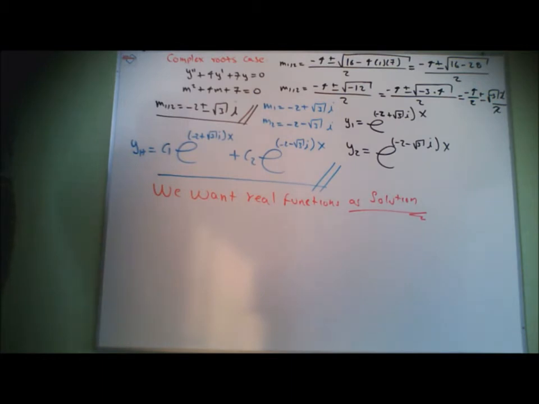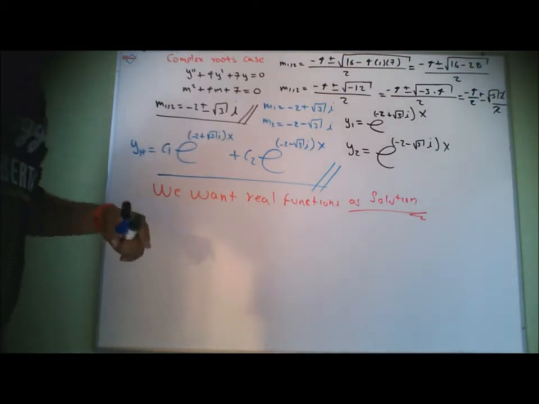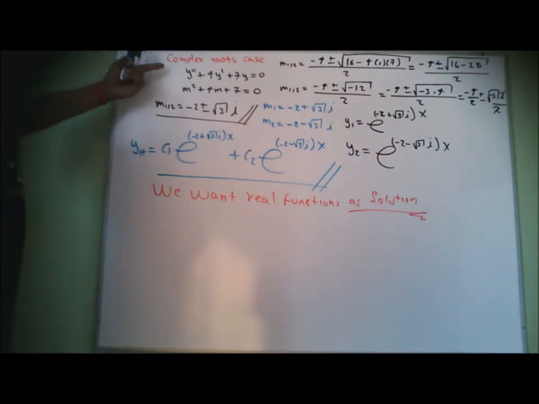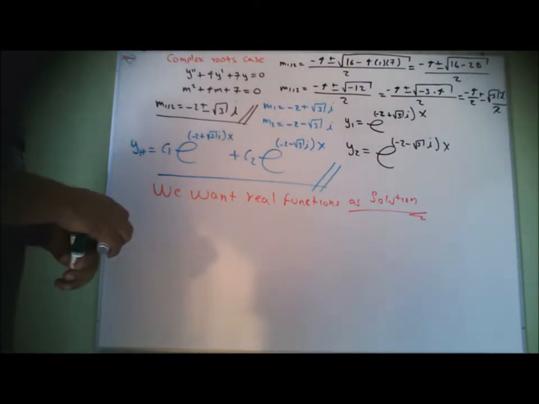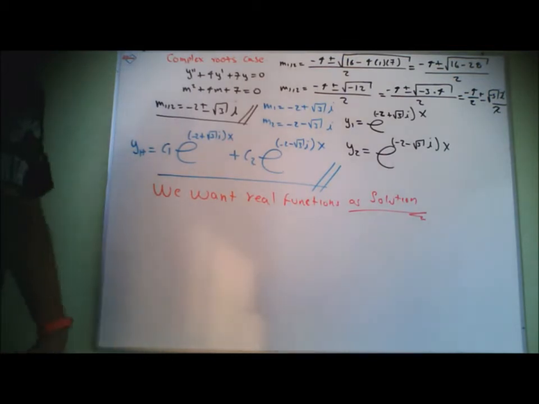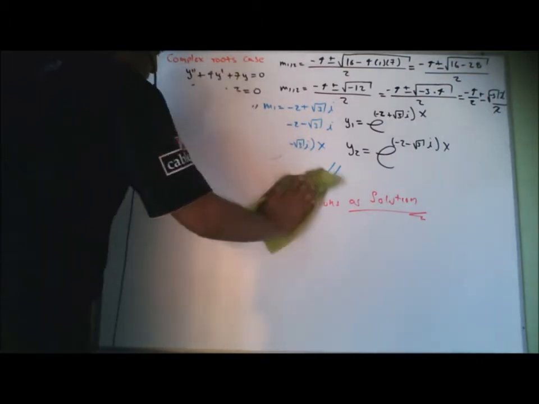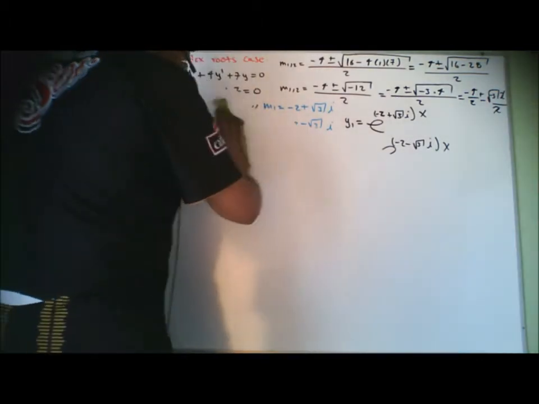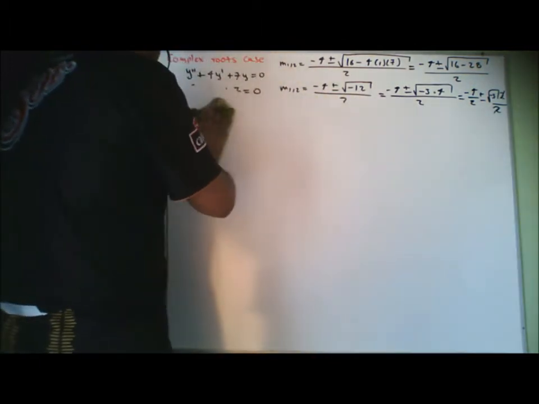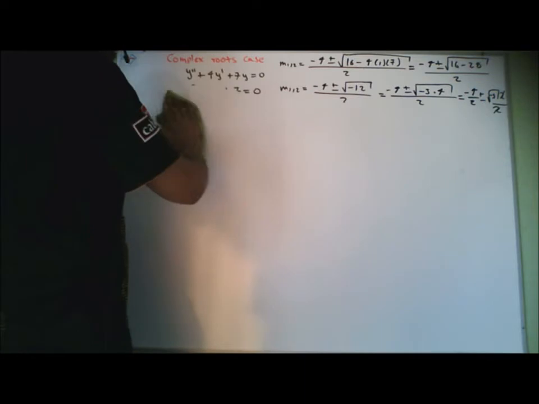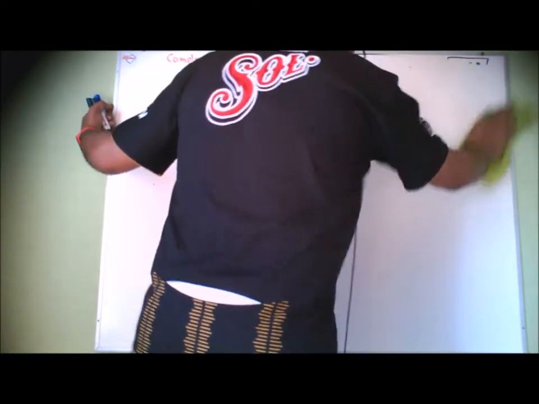So how are we going to fix this? How are we going to change this from imaginary functions into real functions and still be a solution of the differential equation? Okay, to do so, we have to use the Euler equation. So I'm going to erase this part and do a generic case of imaginary roots. So this was just the example of what the problem is. And the problem is we have imaginary functions and we want real functions.